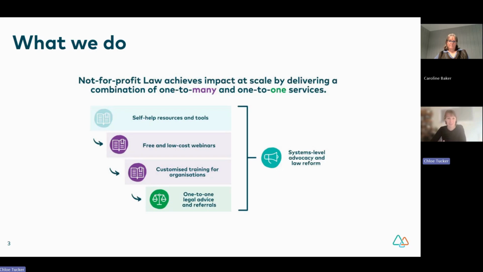Today's session is a little different from our usual webinars, and we encourage you to take a look at our regular webinar program, which we run several times a month, and which deep dives into a wide range of legal topics. We also provide access to specialist legal advice for eligible organisations, and then we draw on all the data and insights from our work to help inform and advocate for improvements to systems, laws, and policies.